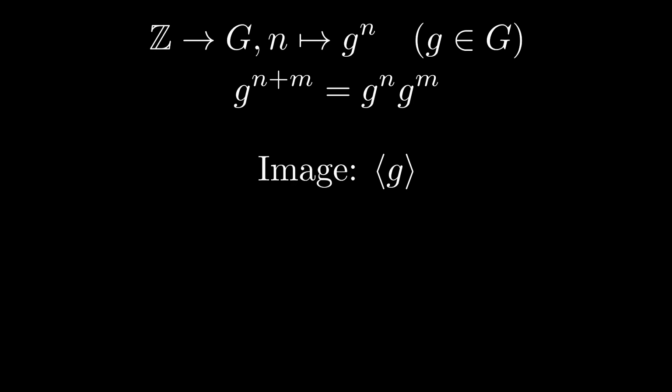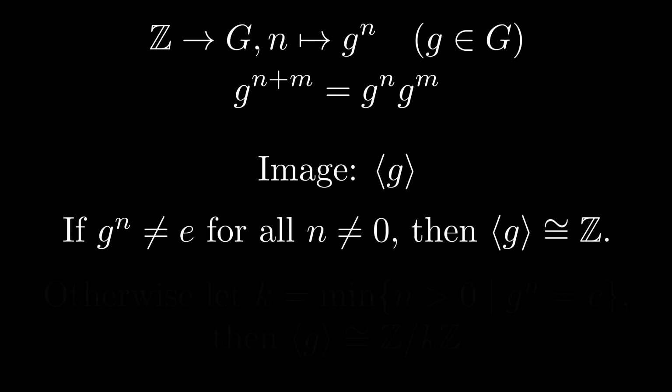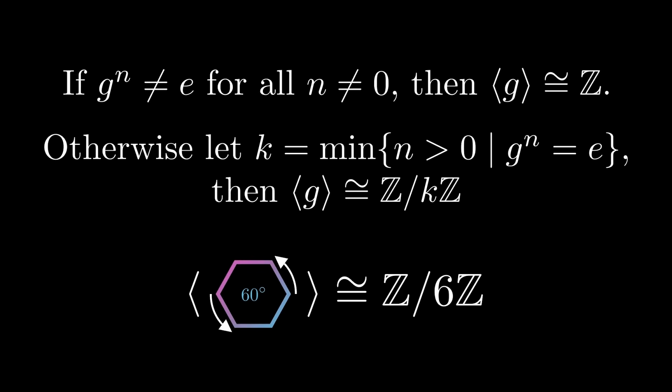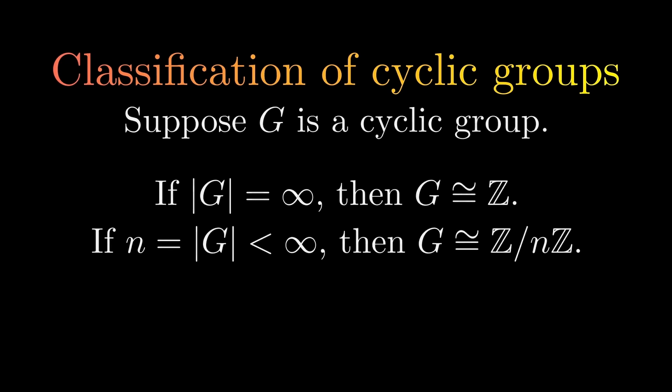For the last homomorphism we considered, the image is the subgroup generated by g. If no power of g equals the identity, then the kernel is trivial and the subgroup is isomorphic to the integers. Otherwise, we let k be the smallest positive integer such that g to the power of k is equal to the identity element. Then the subgroup generated by g is isomorphic to the quotient of the integers by the multiples of k. This allows us to classify all cyclic groups. We get that every infinite cyclic group is isomorphic to the integers, and any finite cyclic group is isomorphic to some quotient of the integers.